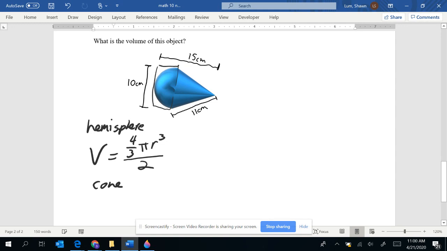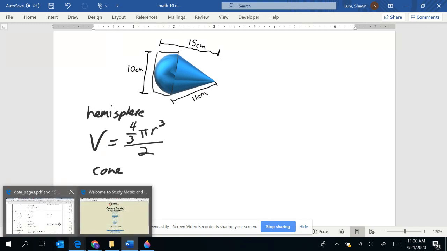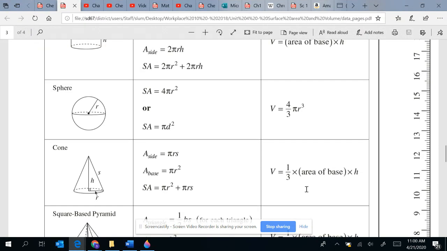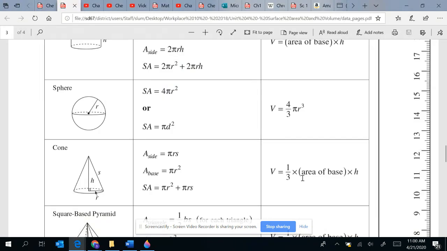Okay. Now we need to find the volume of the cone. So we're going to look up our formula again, and our volume of a cone equals 1 over 3 times area of base times height. So again, area of base, we're going to look that up right here, and it says area of base equals pi r squared. So it's going to be 1/3 times pi r squared times height. So we're going to copy that down over here and say volume equals 1 over 3 times pi r squared times height.